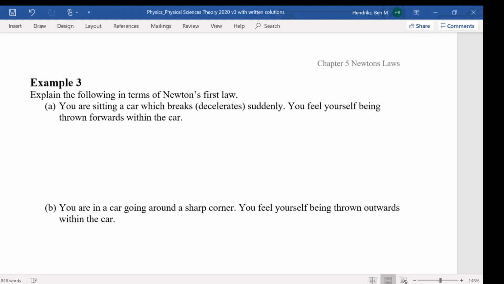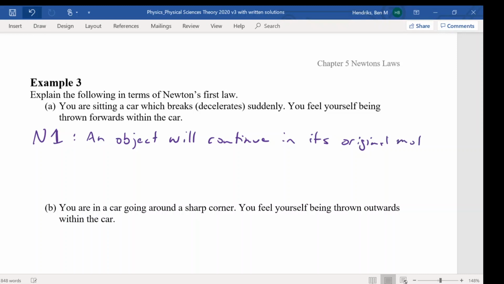Okay, so Newton's first law, N1: an object will continue in its original motion unless acted upon by an unbalanced net force.